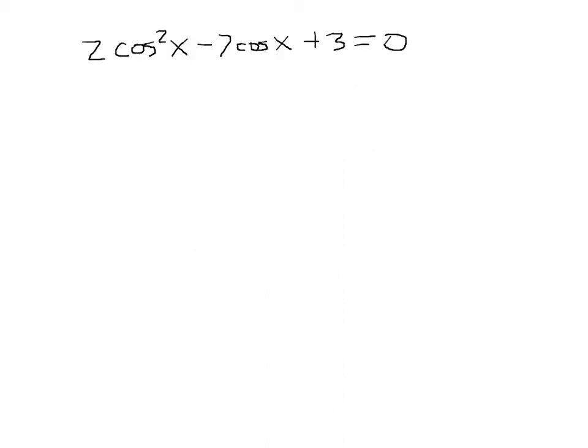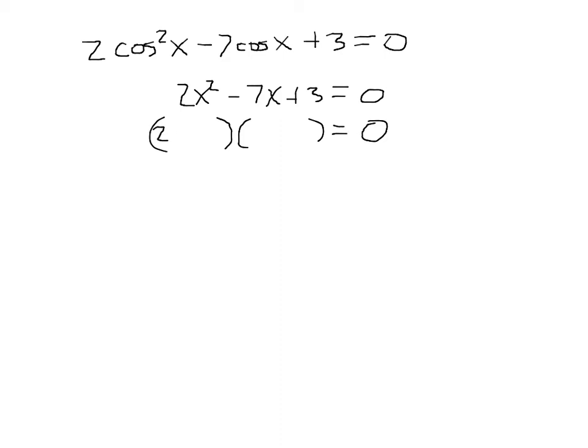All right, now here's one. 2 times cosine squared of x minus 7 cosine x plus 3 equals 0. To me, we could almost think of this as an algebraic expression, 2x squared minus 7x plus 3 equals 0. And as I look at that, if I was dealing with this algebraic equation, I would look at factoring it.